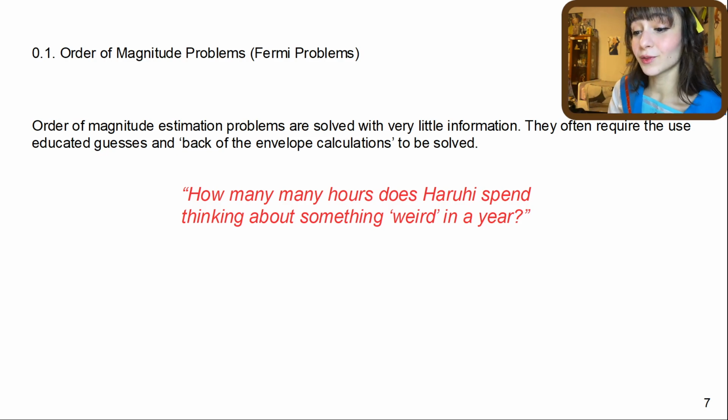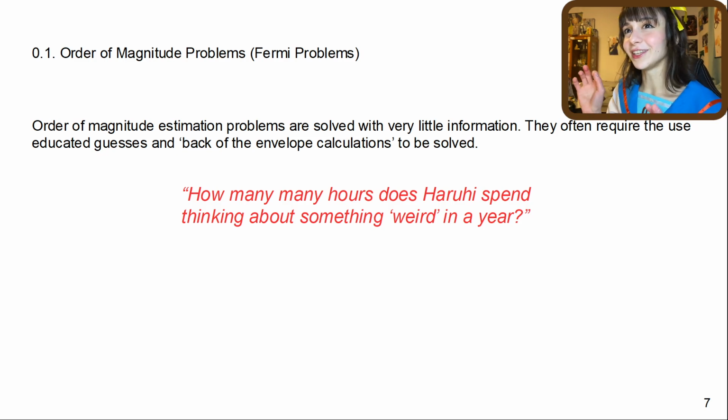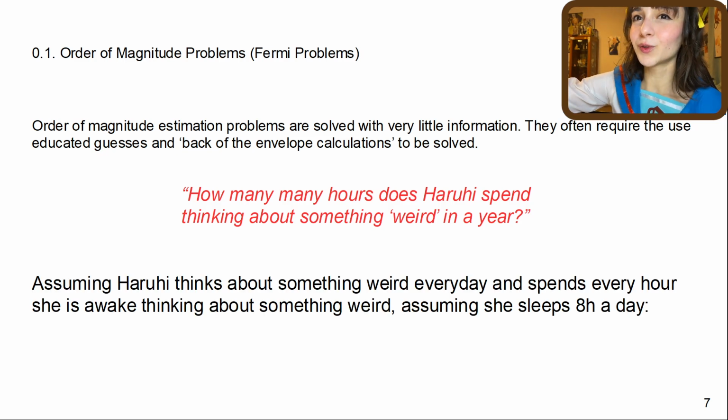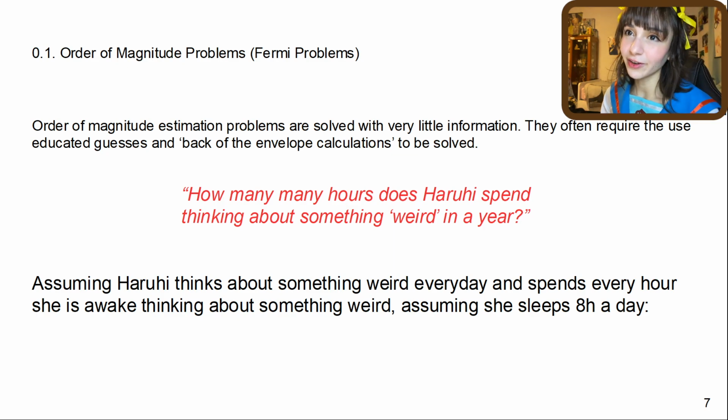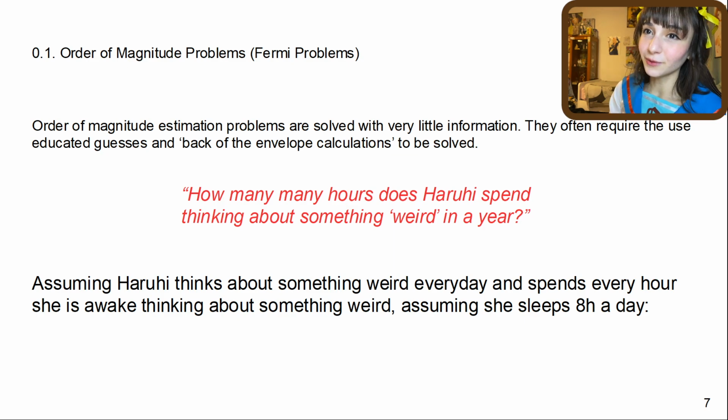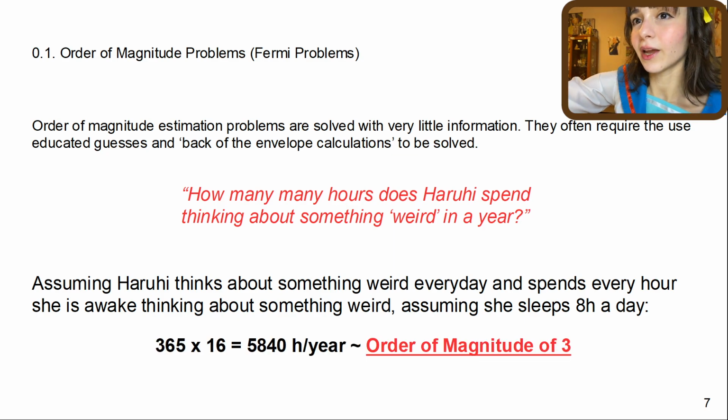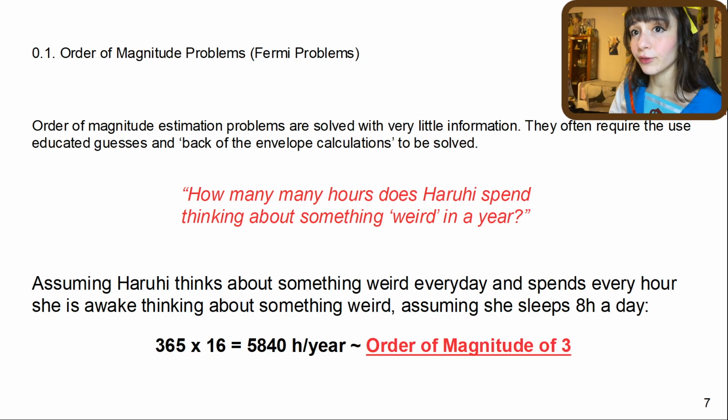I will just present my back of the envelope calculation solution, which would be that, assuming that Haruhi thinks about something weird every single day and spends every hour she is awake thinking about something weird, if we assume that she sleeps 8 hours a day, so she's only awake for 16, then we have 365 times 16. We have somewhere in the order of magnitude 3, so a few thousand hours a year.